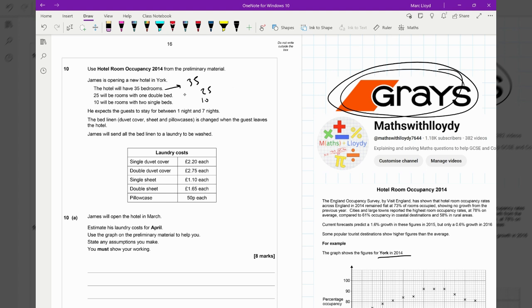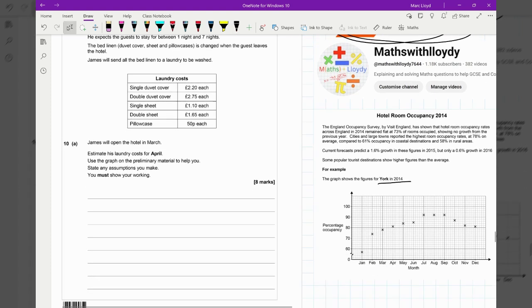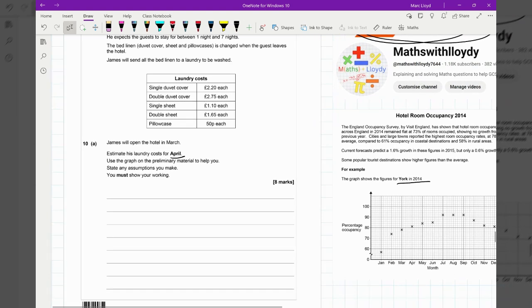I don't need to worry about that too much, I suppose. He expects the guests to stay for between 1 night and 7 nights. The bed linen is changed when the guests leave the hotel. James will send all the bed linen to a laundry to be washed. We've got prices. James will open the hotel in March. Estimate the laundry costs for April. That's the whole month. Okay. Use the graph on the preliminary material to help you.